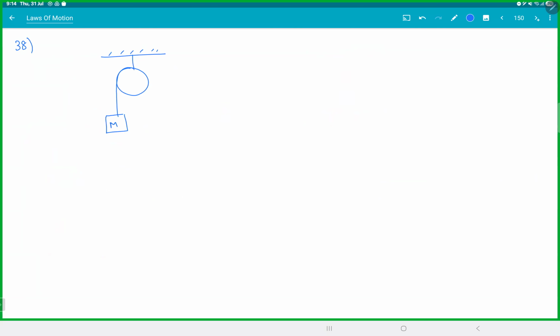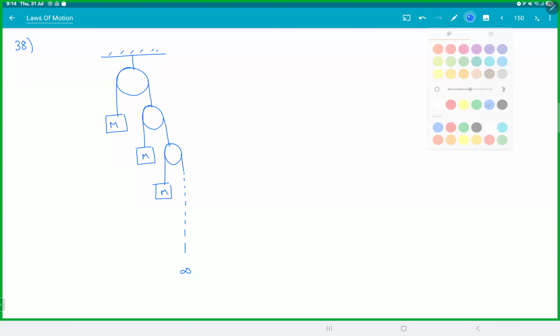Let's say we have a block of mass M. We have a block of mass M. We have a block of mass M. And so on till infinity. We have infinite pulleys. It's a never-ending branch. All the blocks have the same mass. Let's say this block is going up with A. Find A.